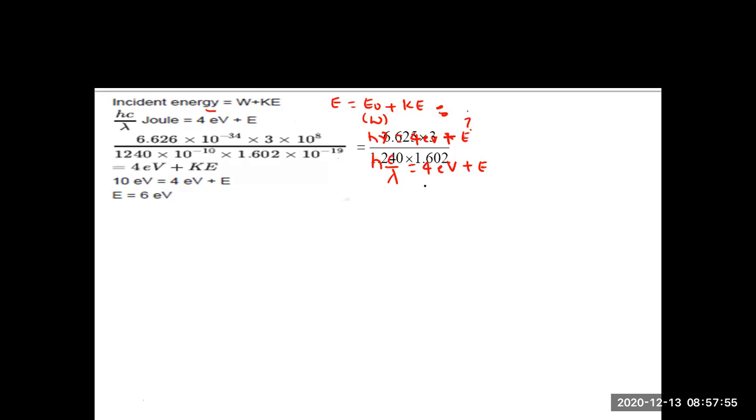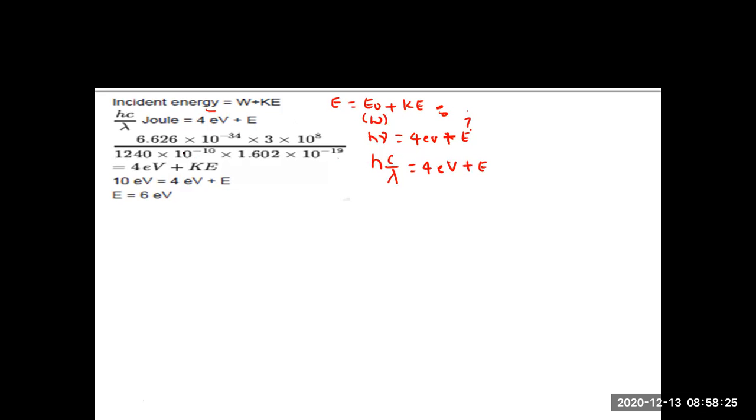If you simplify this further, substitute for h: h is 6.626 into 10 raised to minus 34, into c, velocity of light, 3 into 10 raised to 8, divided by the wavelength they have given, 1240 Armstrong, which means 10 raised to minus 10 meter.